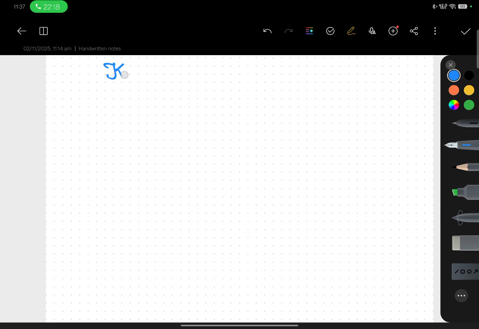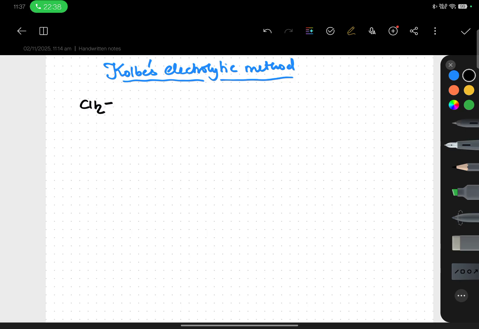So this method is called Kolbe's electrolytic method. For this I'm going to take dipotassium succinate or potassium succinate, CH2COOK, CH2COOK. What is this called?